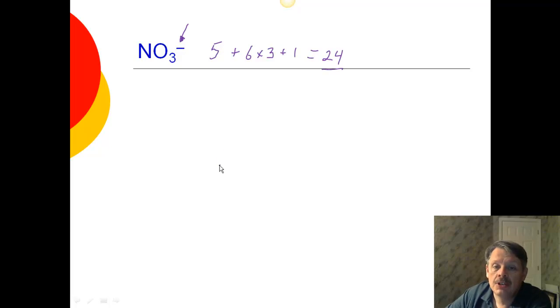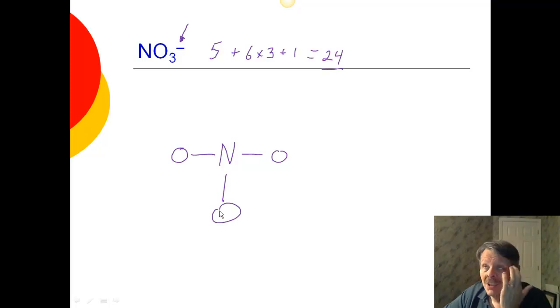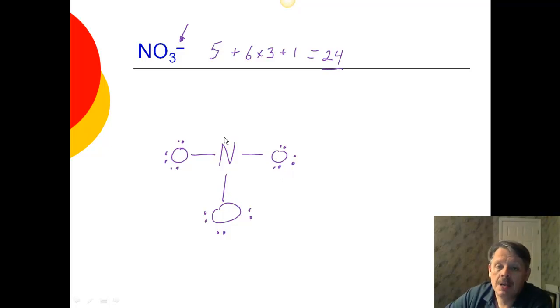Okay, your central atom clearly is nitrogen because there's only 1 of them. It bonds to 3 oxygens. And there are 24 electrons to worry about. Well, I've already taken care of 6. 8, 10, 12, 14, 16, 18, 20, 22, 24. Oops, I have a problem. I put all my electrons in and all my oxygens are happy, but I have a problem with nitrogen because nitrogen only has 6.